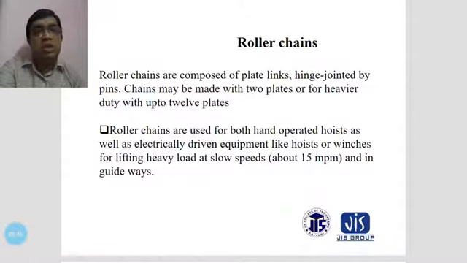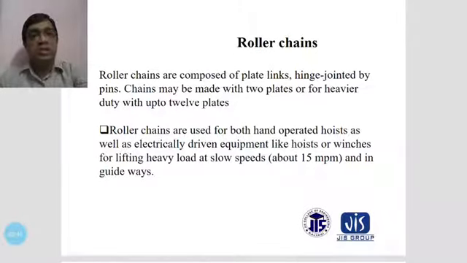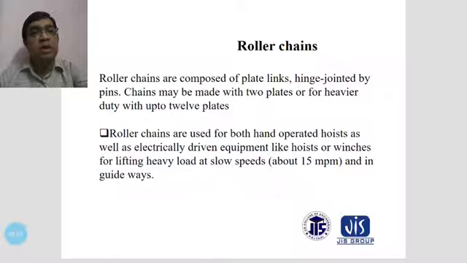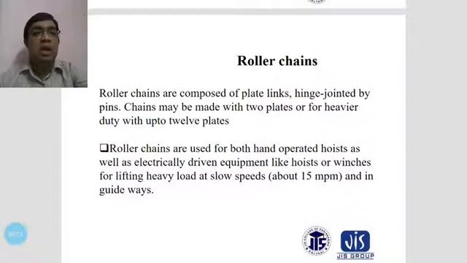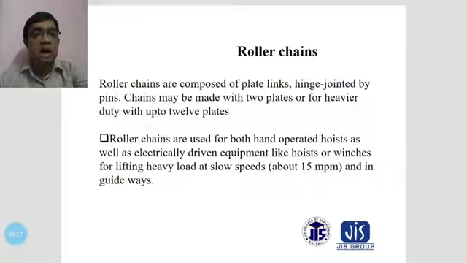When hoisting these materials, you use the 2 plate leaves. Sometimes you have to consider higher loads for transfer, and for hanging materials under high load, you use the 12 leaf plates. These roller chains are used for both hand operated hoists as well as electrically driven equipment like hoists or winches. It is not only operated manually, but sometimes electrically driven equipment is used.